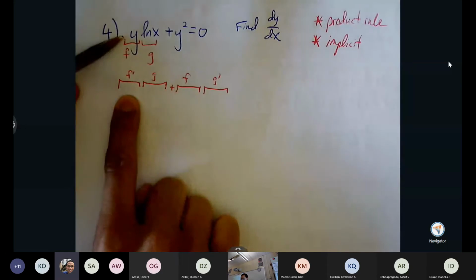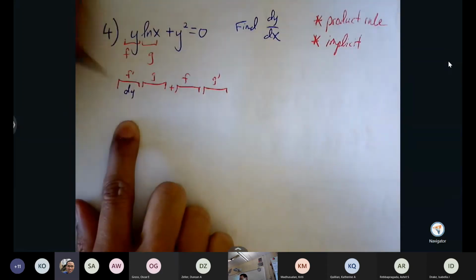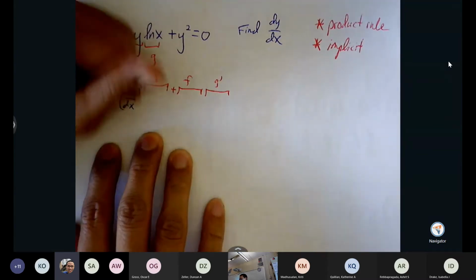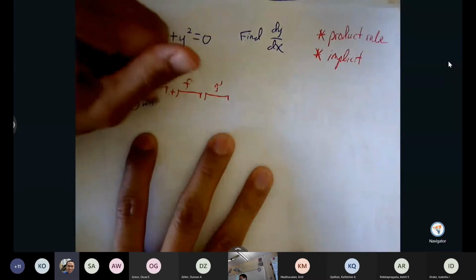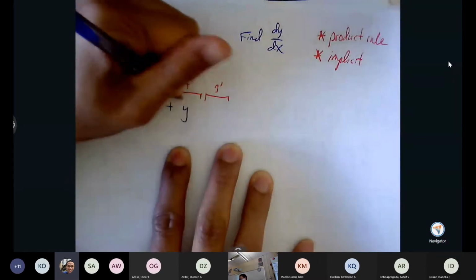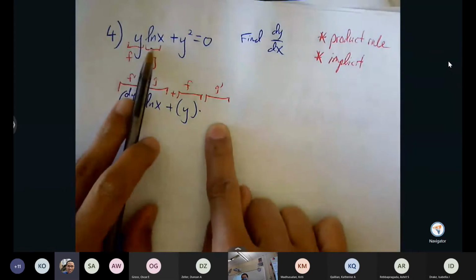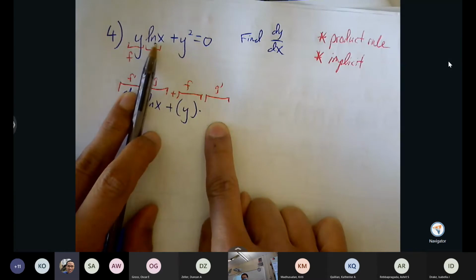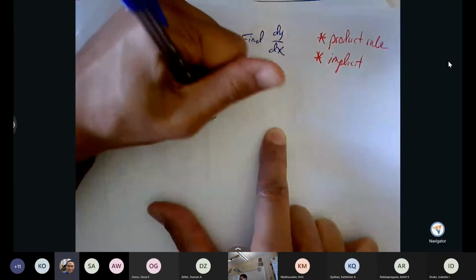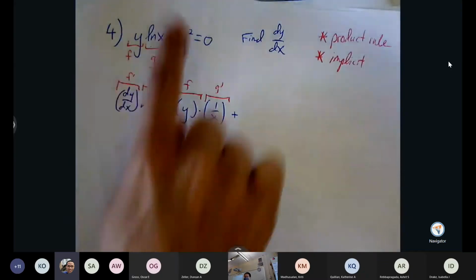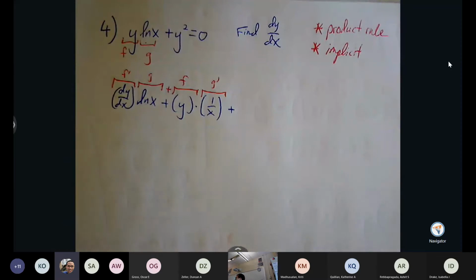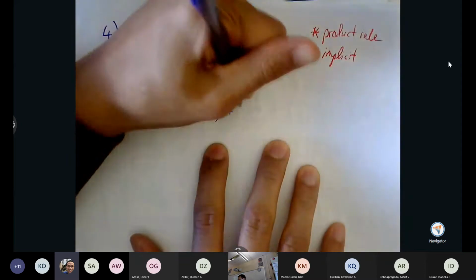What's f prime? Good, dy/dx. Well, 1 times dy/dx, right? Okay, good. g function, no changes. Back to f, no changes. Okay, what's g prime? 1 over x. Yeah, u prime over u, 1 over x. So we took care of that part of it. What about y squared? It's 2y dy/dx. Good. We took y's derivative, and we have to involve dy/dx.